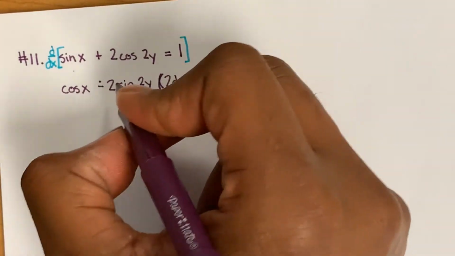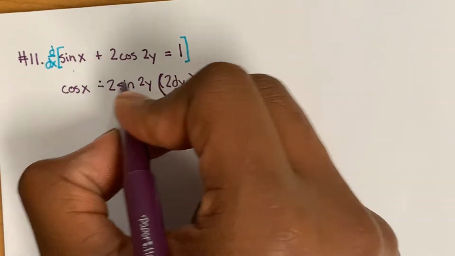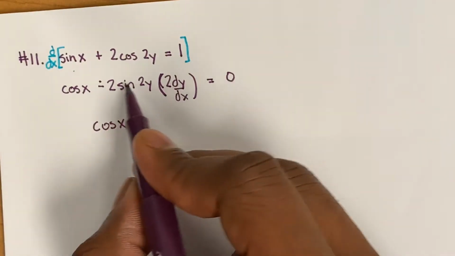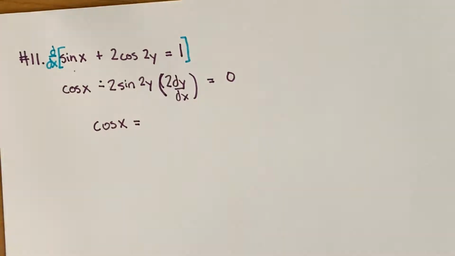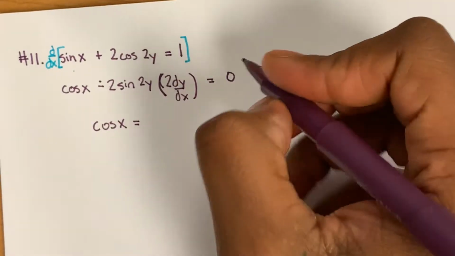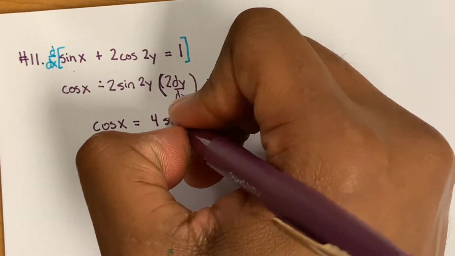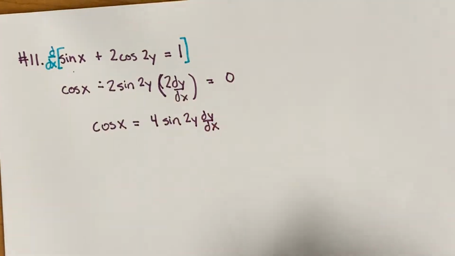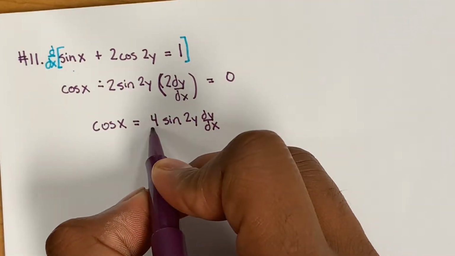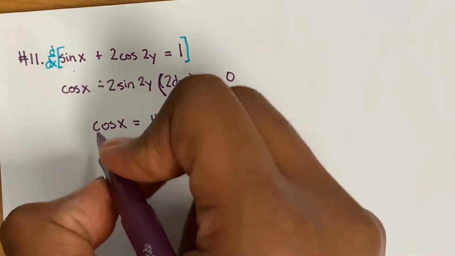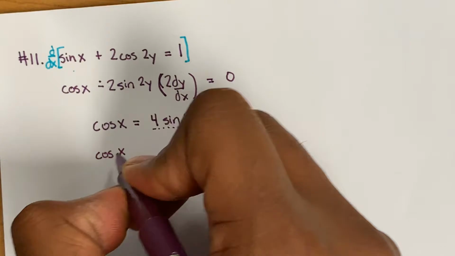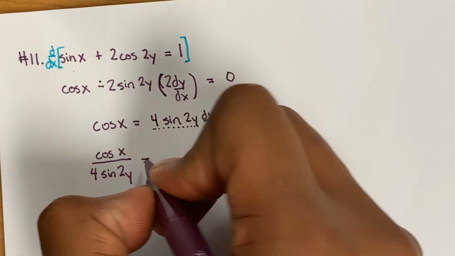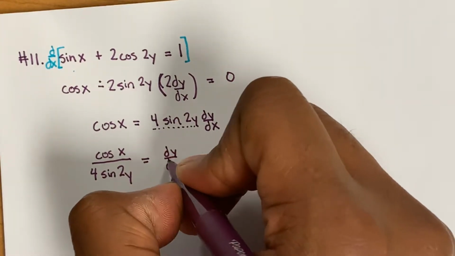So if we wanted to, let's do two things at once. We're going to move this all to the right, and we get cosine x equals negative 2 times 2 is 4, negative 4. So when we add it to the right side, we're going to have 4 sine 2y dy over dx. And we would divide by the 4 sine 2y, so we get cosine x divided by 4 sine 2y equals dy over dx.